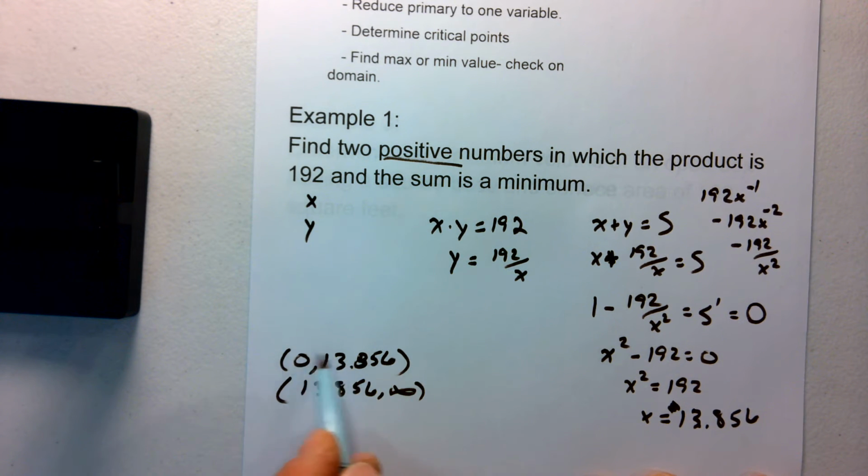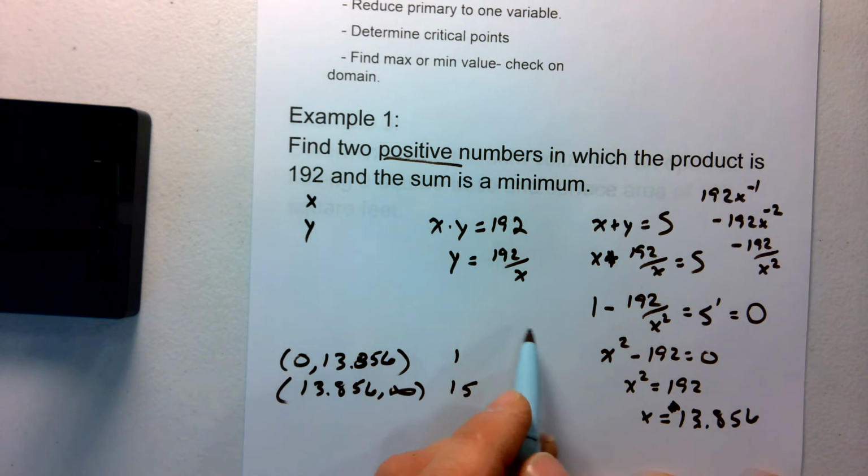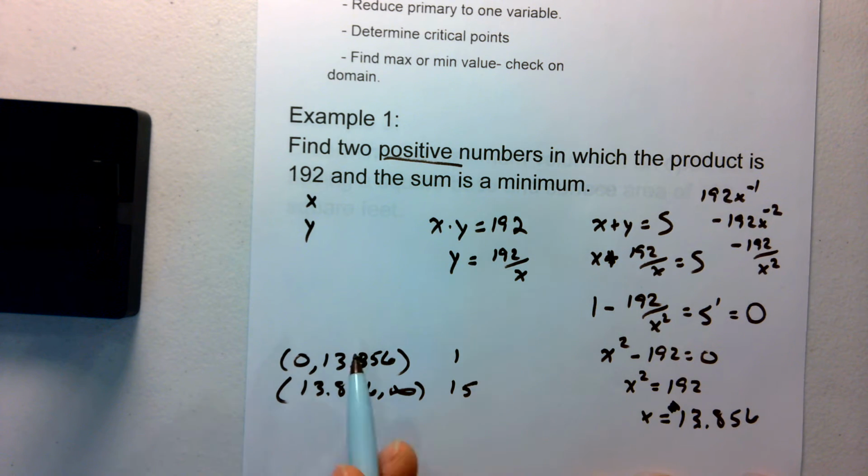I can test any number between there. I'm going to test 1. In between 13 and infinity, I'm going to test 15. Again, I'm going to look in my first derivative. If I plug in 1 squared minus 192, that gives me a negative value, and 15 is going to give me a positive value. So I go from decreasing to increasing.